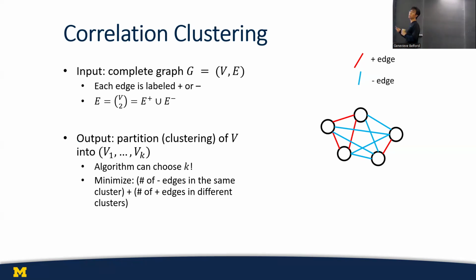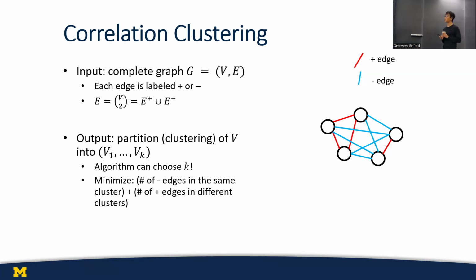The objective function is to minimize the number of minus edges in the same cluster plus the number of plus edges in different clusters. The intended meaning is that a plus edge wants its two endpoints to be in the same cluster, so if you put them into different clusters, you pay one because you are violating that edge. Obviously a minus edge wants its two endpoints in different clusters, so if you violate that, you pay one.